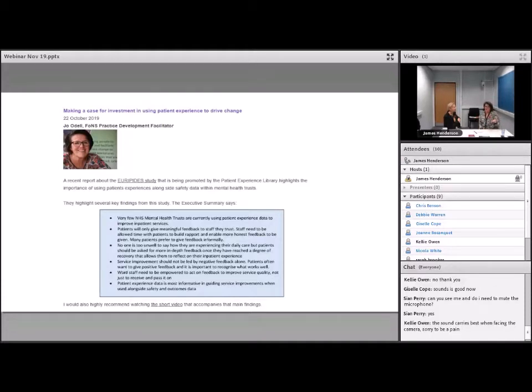So for those of you who are wanting to undertake some work with your staff and patients around feedback and are struggling with your organisations valuing that, then this is a great piece of research, and certainly you can look it up on my blog from the 22nd of October.